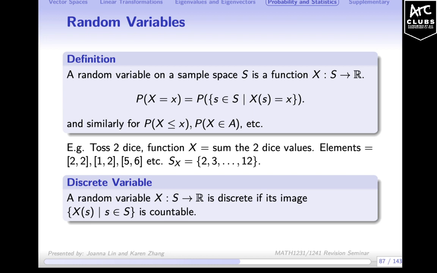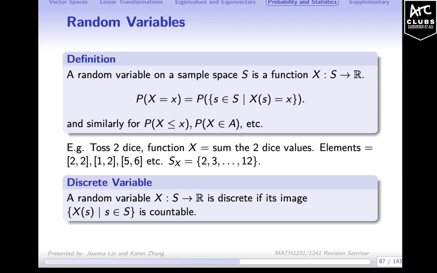Right? So in your example, if you have 2 dice and your function x is summing the two dice values when you roll them, that means your elements in your set would be, say, 2, 2, 1, 2, 5, 6, 3, 4, right? The two values on your two dice. So that means your sample space, your Sx here, would be all the possible sums of your dice values. And you're essentially assigning these to a number, lowercase x. That's essentially what a random variable is. So yeah, you don't need to know the actual definition, just what it means, essentially.